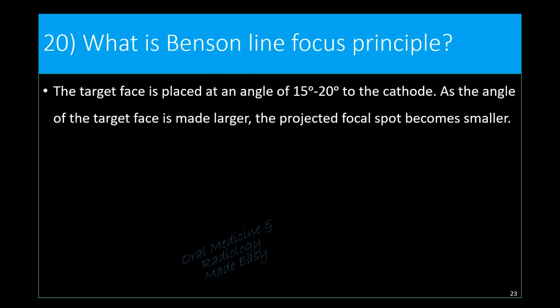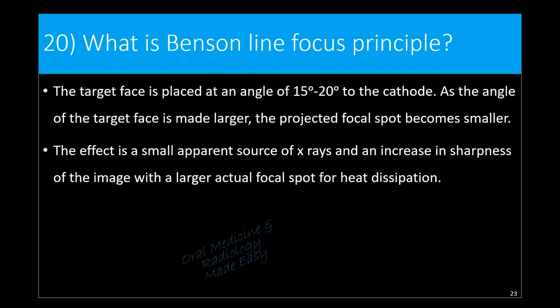As the target face is made larger, the projected spot becomes smaller. The effect is a small apparent source of X-rays and an increase in sharpness of the image, with the larger actual focal spot for heat dissipation. As we learned in the previous slide, the sharpness of the image increases as the focal spot size decreases, but we need a larger focal spot for efficient heat dissipation. So in order to achieve that, the target is kept at an angle so that the effective focal spot becomes smaller, but the actual focal spot remains at a larger size for effective heat dissipation.